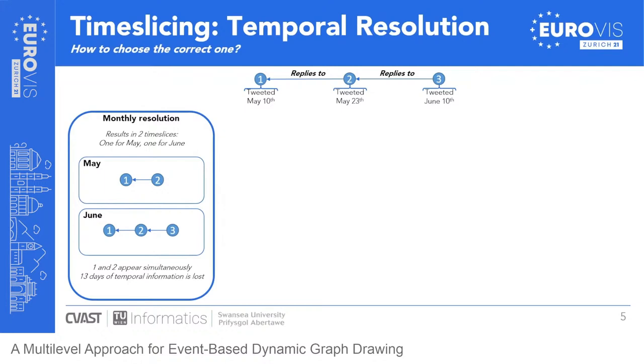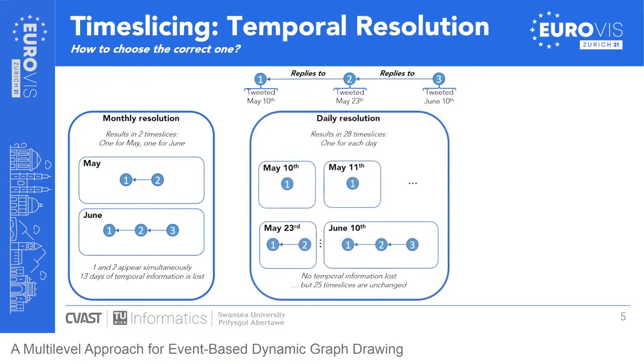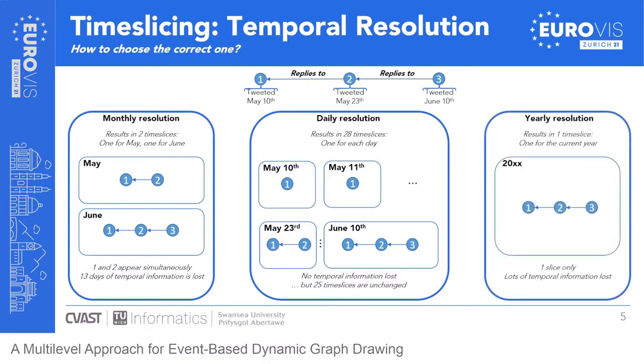However, we would lose the information that tweet 1 came before tweet 2, with 13 days of temporal information lost. We could try daily resolution. In this way, there is no temporal information that is lost in this discretization. However, we have several blank time slices. Finally, to avoid this, we might go for an early resolution. We could have only one slice, which is very convenient, but at the same time, we would lose significant temporal information. So, what is the alternative?